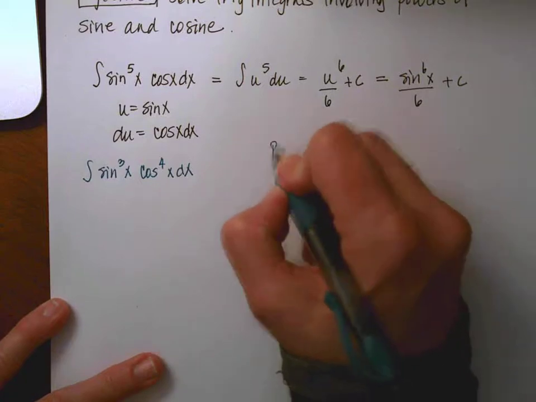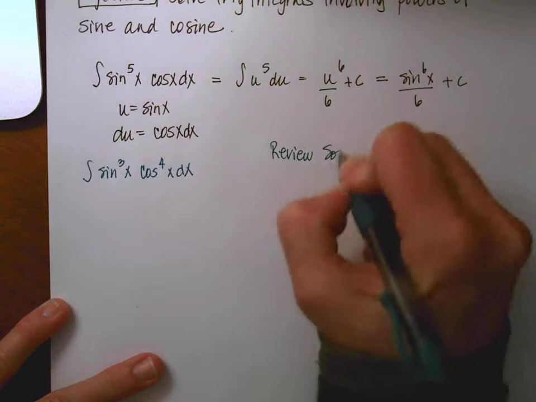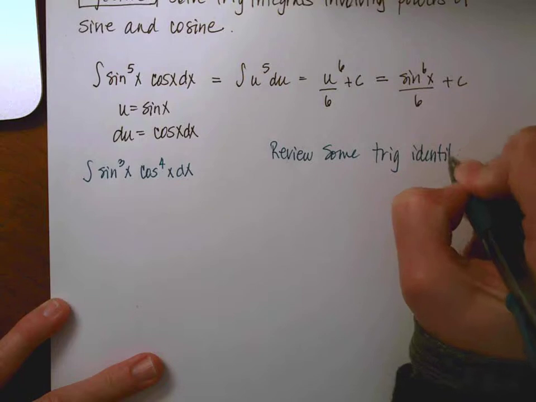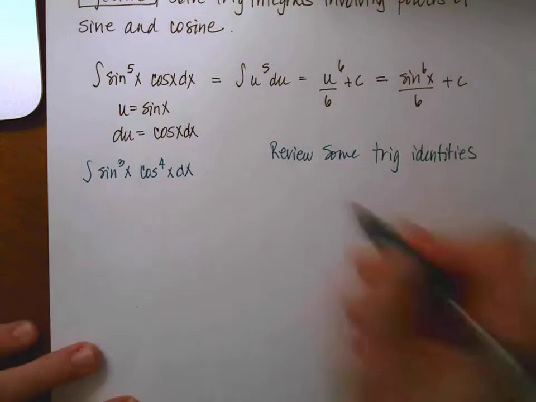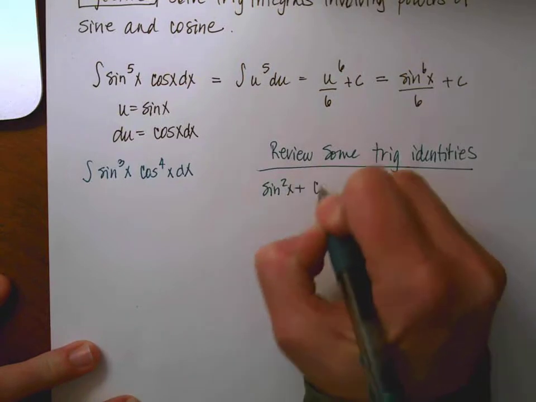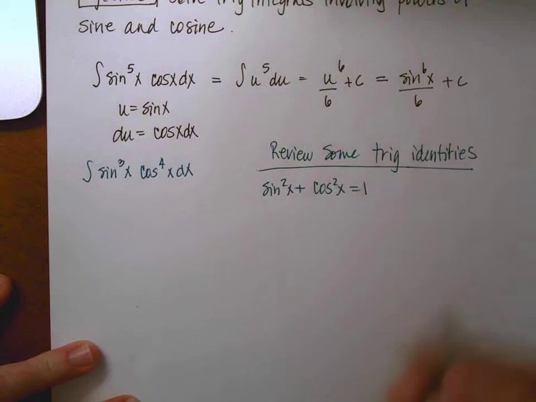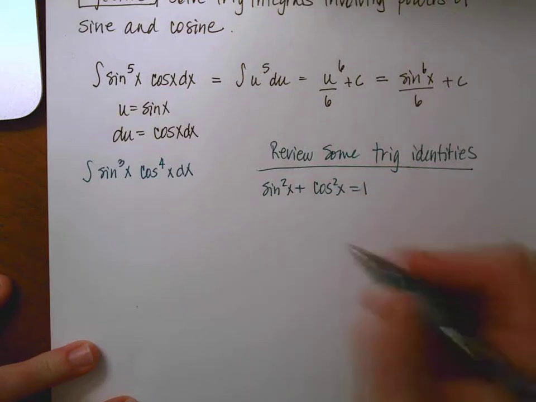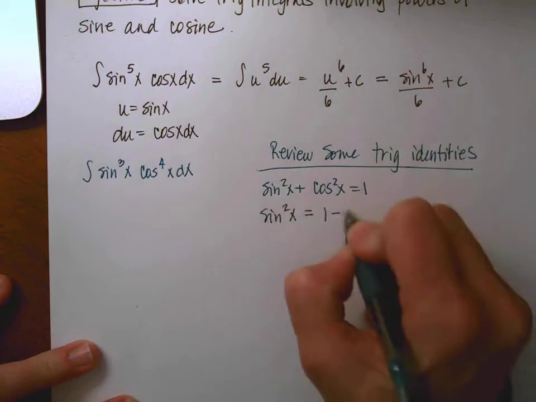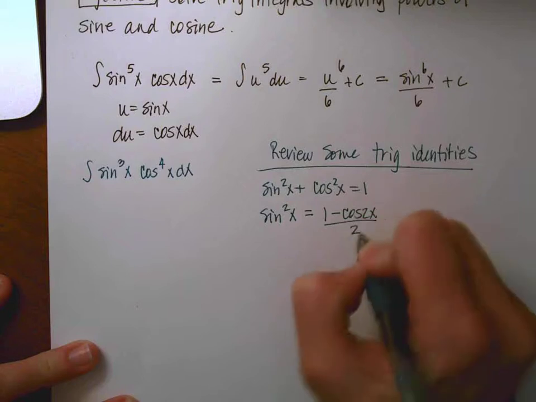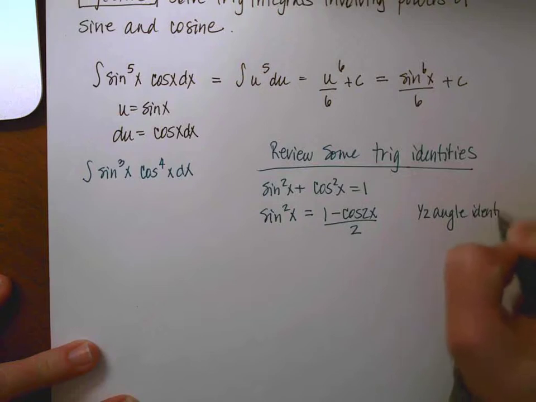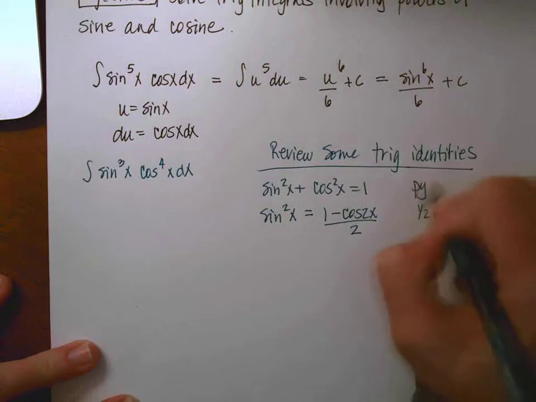So before we get started, we need to review some trig identities. The first one would be our Pythagorean identity, which is the sine squared of x plus the cosine squared of x is 1. And then the next one that we're going to get is one of our half angle identities. So sine squared of x is going to equal 1 minus the cosine of 2x over 2, and this is one of the half angle identities. And this one was the Pythagorean.